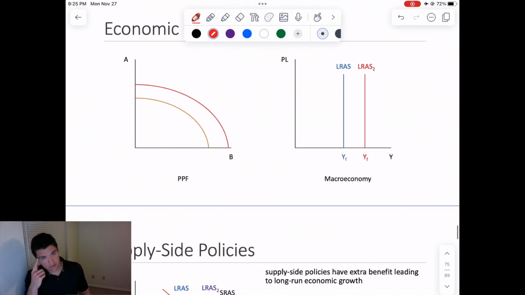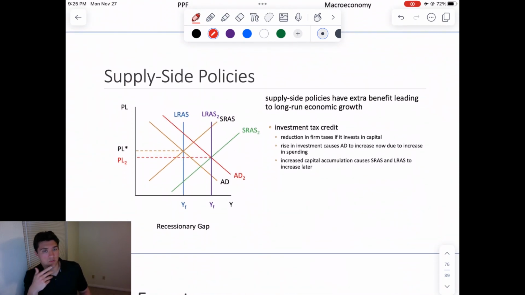Okay, we do have a thing called supply side policies. How these work is that when we want to grow the economy, what we want to do is we want the government to invest in things like an increase in technology, an increase in physical capital, human capital. By doing those things, that's really going to increase the output for the country. Another way we can do this is by giving an investment tax credit. So basically we say, hey, businesses, if you invest, we'll give you lower taxes.